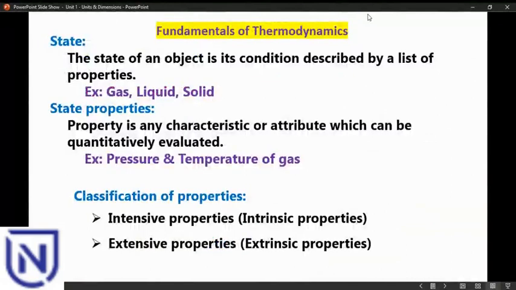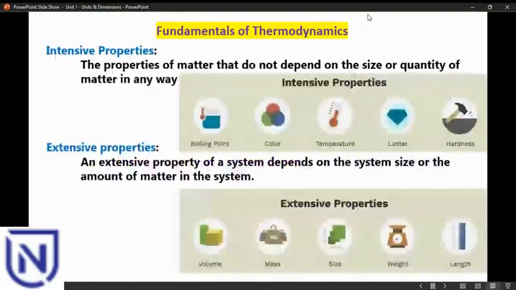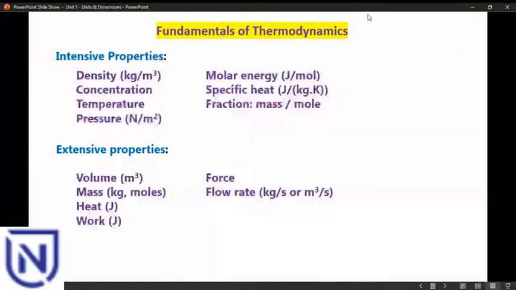Then I have explained some concepts on state and state properties and their classification. So you can classify a state property as intensive property or extensive property. All right. So whenever you define a state, it is defined numerically or quantitatively. It is defined with a state property. Now, based on whether it is dependent on the quantity or independent of quantity, you will say it has intensive property or intrinsic, right? Another classification is extensive property or extrinsic property. It is dependent upon the size of the system, whether it is independent or dependent on the size of the system.